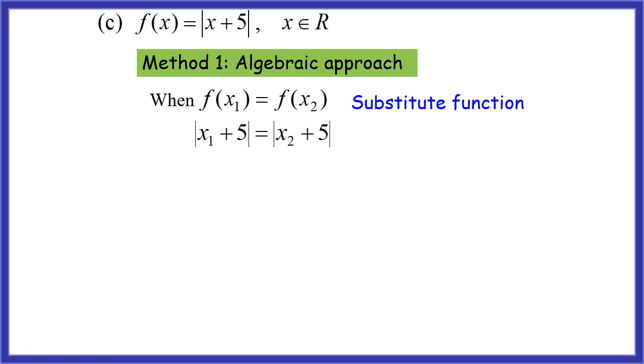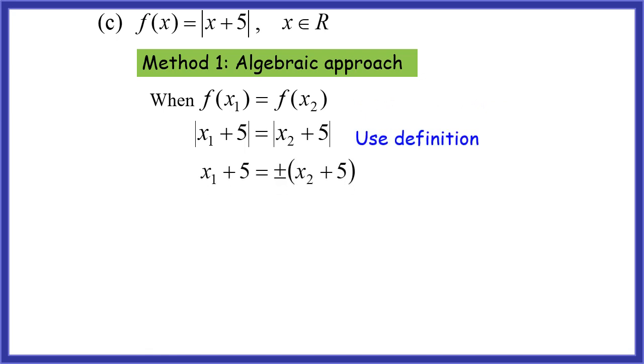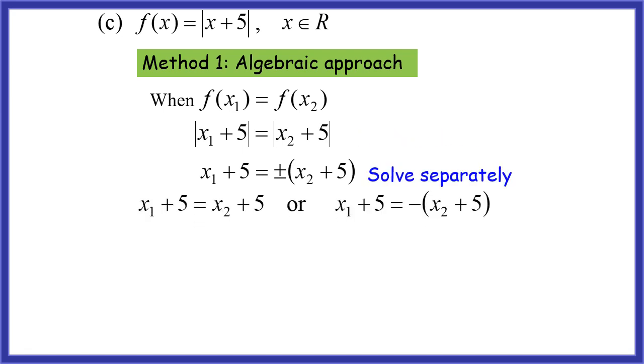And then how to eliminate the absolute value? We have to use the definition of the absolute value equation. So what we will have is x1 plus 5 equals x2 plus 5, or x1 plus 5 equals the negative of x2 plus 5. So we have to solve it separately. On the left side, we can eliminate the 5 by subtracting 5 on both sides. So we directly have x1 equals x2.